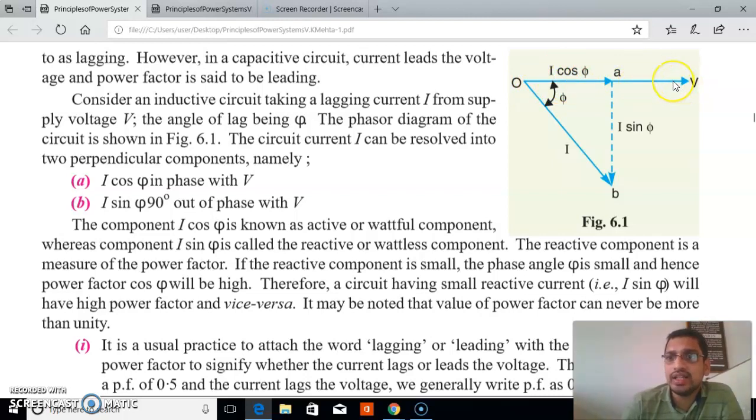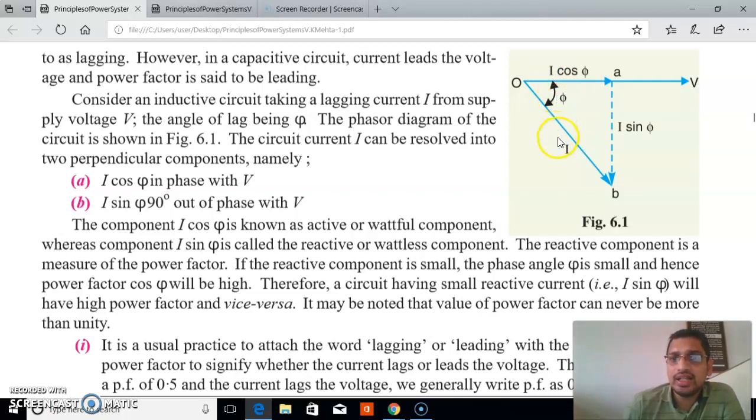Then the next parameter is current. Here we are connecting an inductive load, and in an inductive load the current always lags behind the voltage. So next we draw the vector I, and the angle between V and I is phi, and the cosine of this angle is known as power factor.